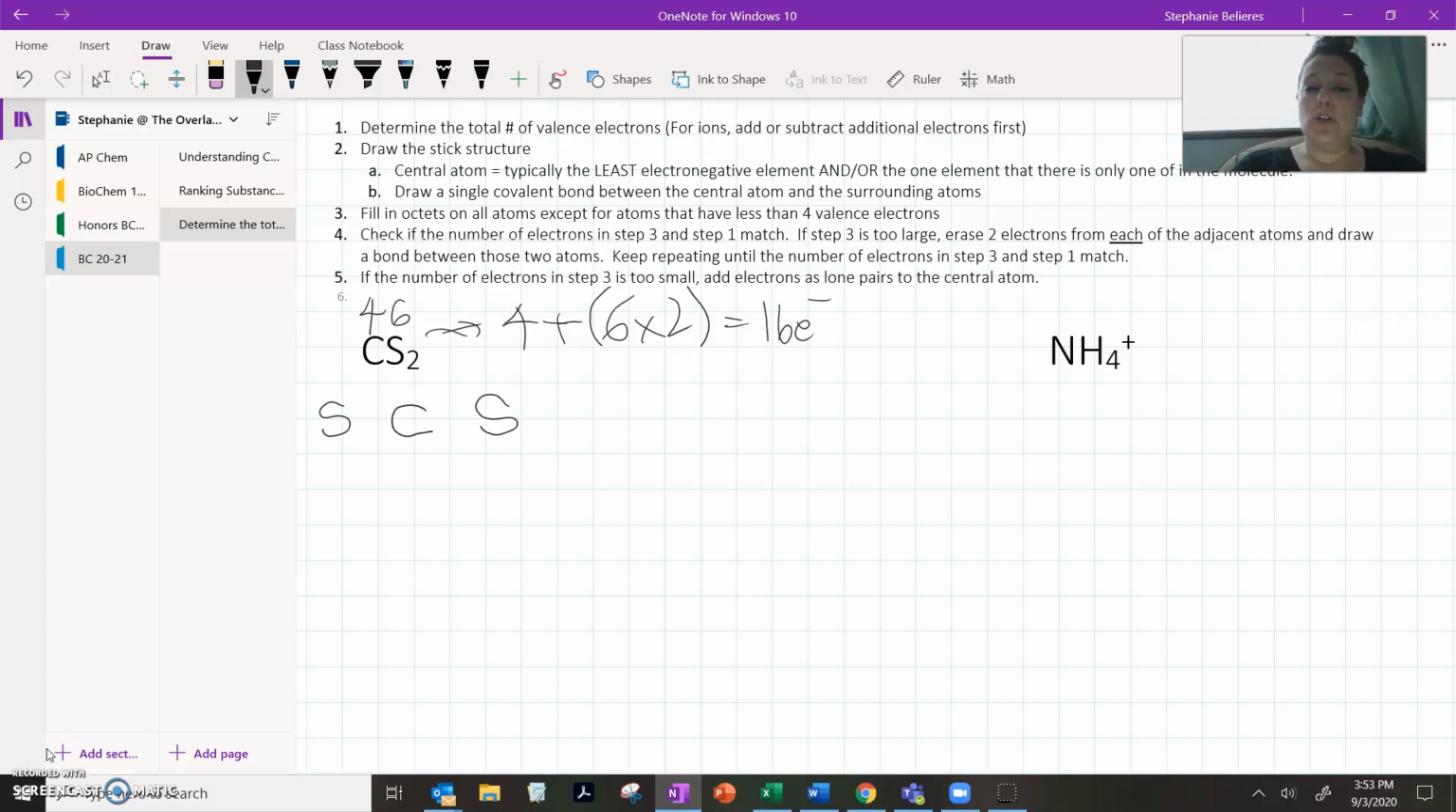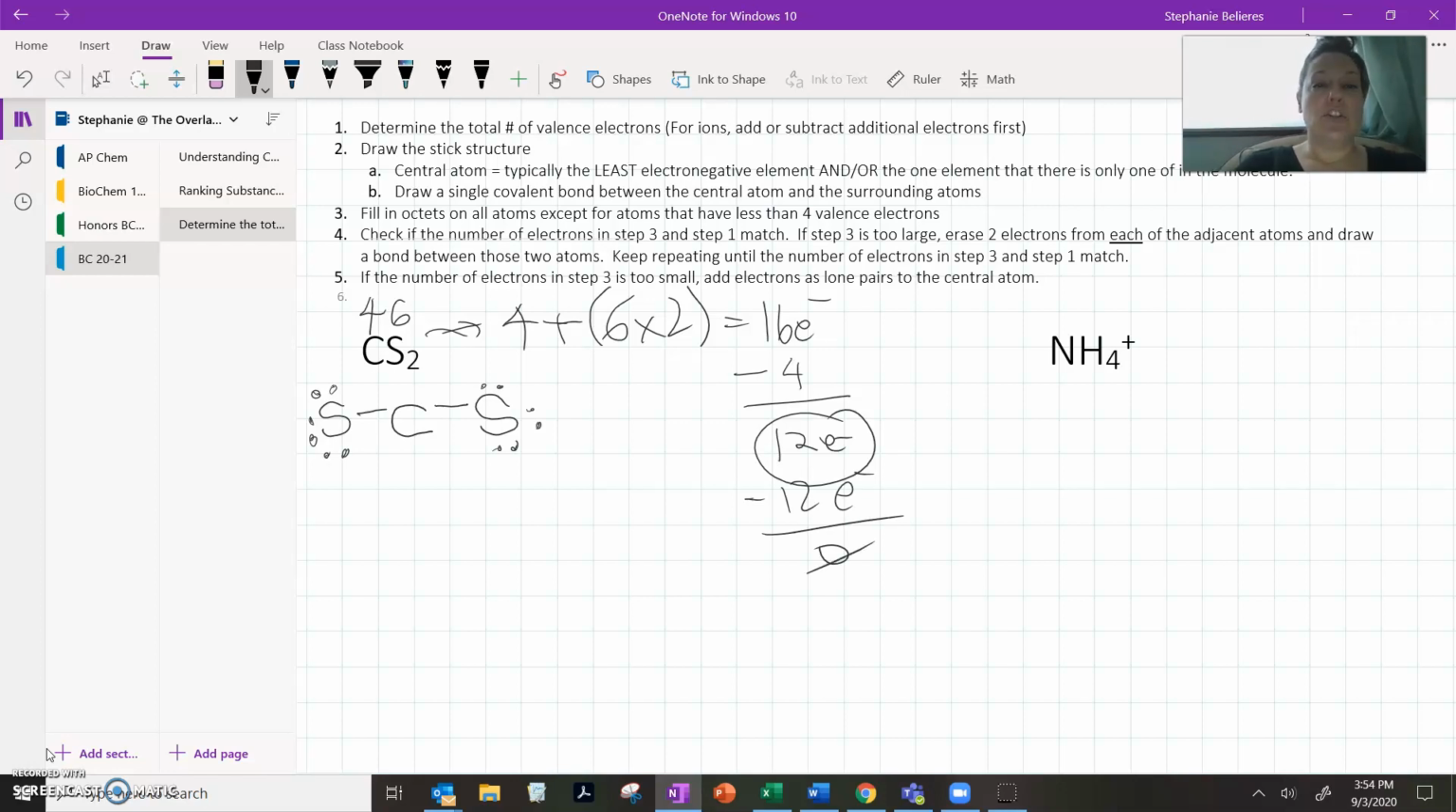Now what I need to do is draw a single covalent bond connecting these atoms, and that'll be the first set of electrons that I use of my 16. So I'm just going to draw 2 bonds like that. And remember, each of those single lines counts as 2 electrons. So now I've used up 4. I'm going to subtract 4, and now I have 12 electrons that I need to place. I'm going to place those electrons around the outside sulfurs. All right, so there's my 12. Okay, so now I'm done.